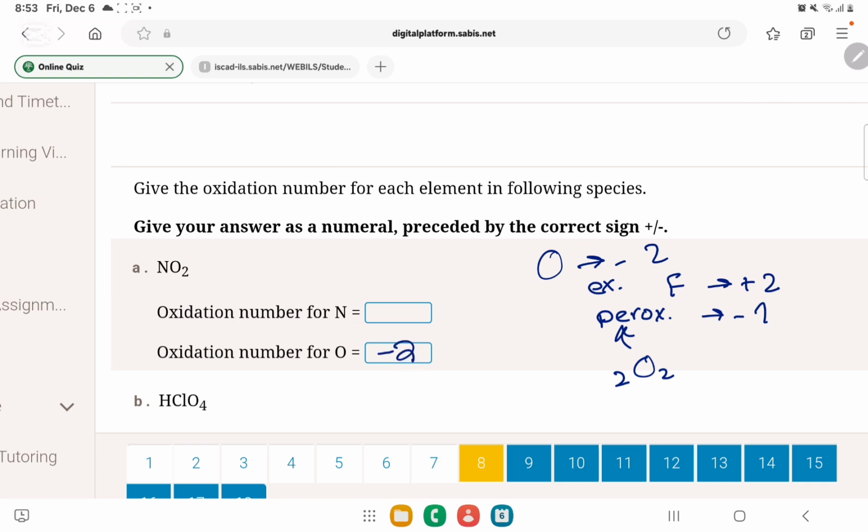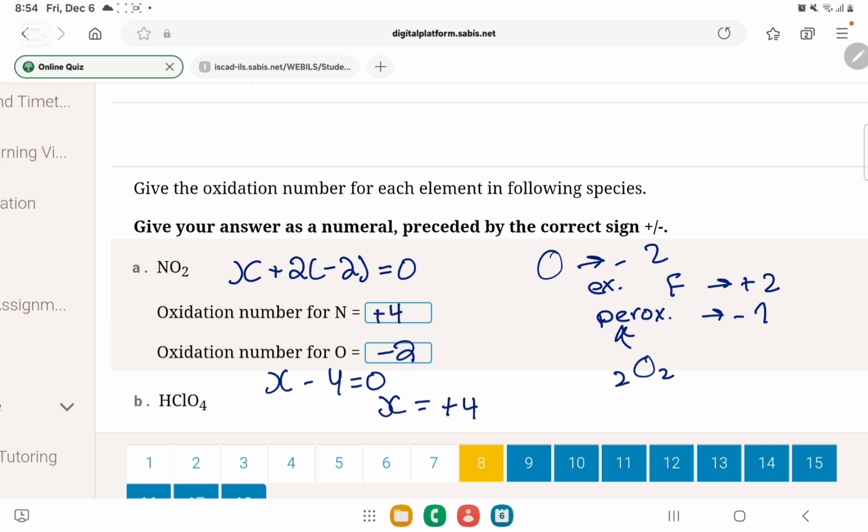And here, since we need to find N, we're just going to put X for N. Since we know the sum is equal to 0, we're going to add X plus the oxidation number of O, so -2, and then multiply by the 2. So 2 times -2 is -4. So it's going to be X minus 4 is equal to 0. The oxidation number of N is equal to +4.